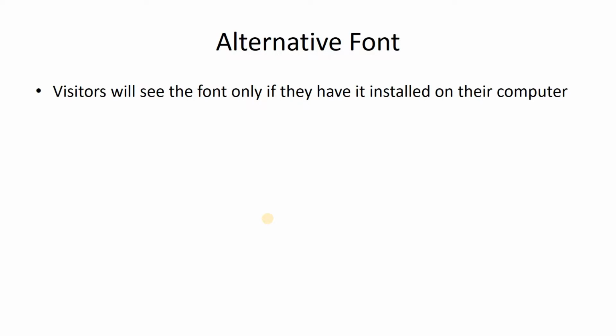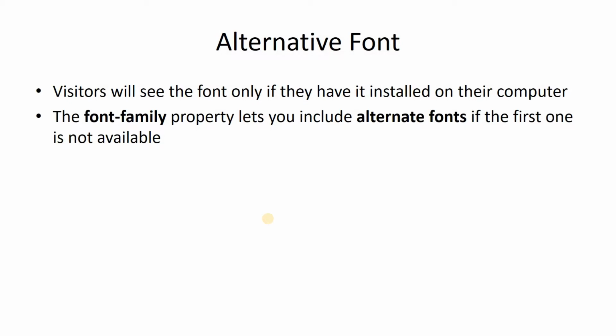Okay, so a visitor looking at your web page will only be able to see the font if they have it installed on their computer. But this is not always the case. So the font-family property allows you to include an alternative font if the first choice is not available. So this is our previous example. We set font family as Palatino Linotype, which is very specific. Many people might not have it installed on their computer.